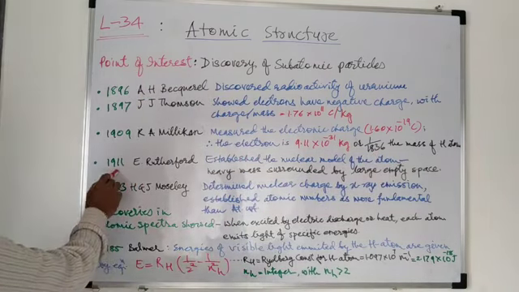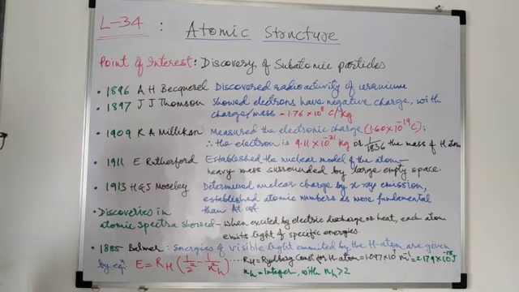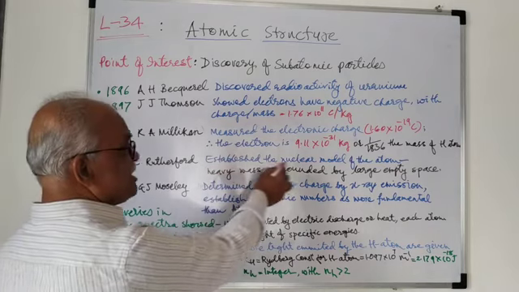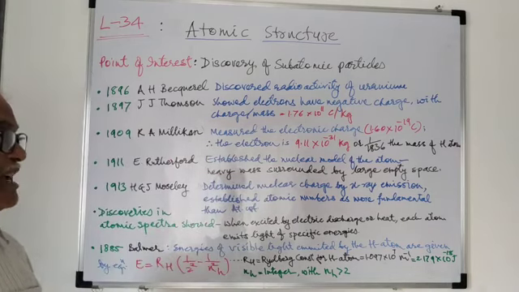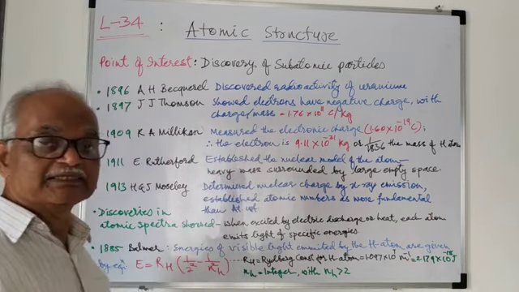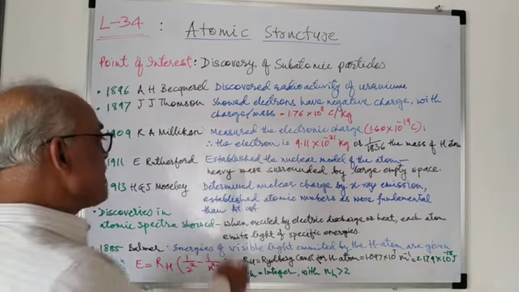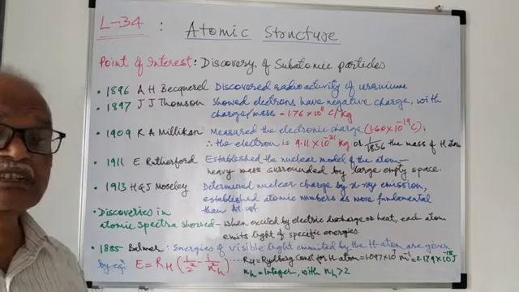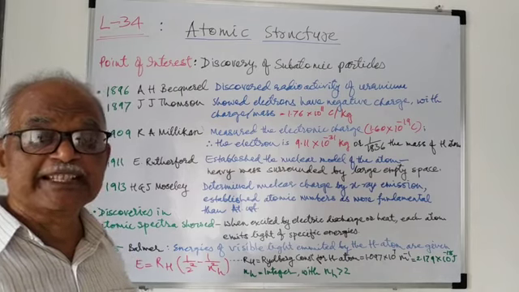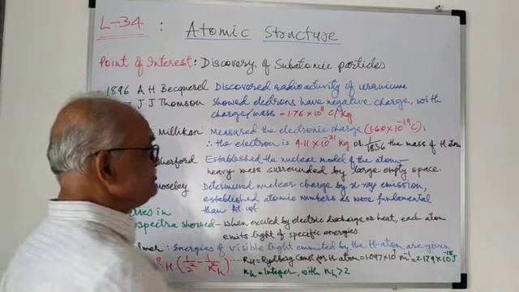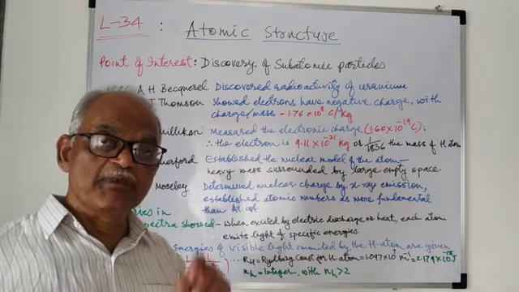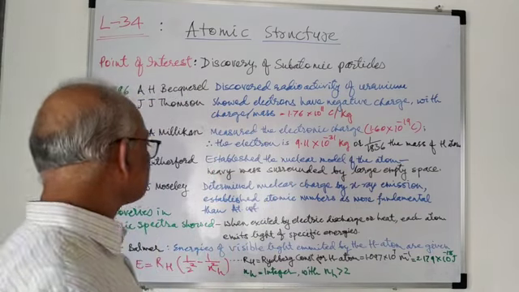The next discovery was made in 1911 by E. Rutherford. He established the nuclear model of the atom, and he interpreted that heavy mass is present at the center of the atom, which is called the nucleus, and there is a large empty space surrounding the heavy mass of this nucleus.